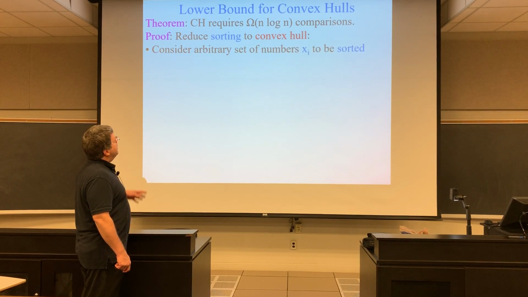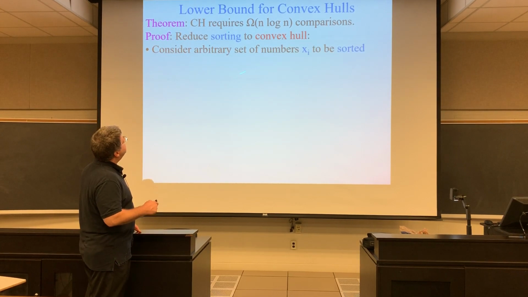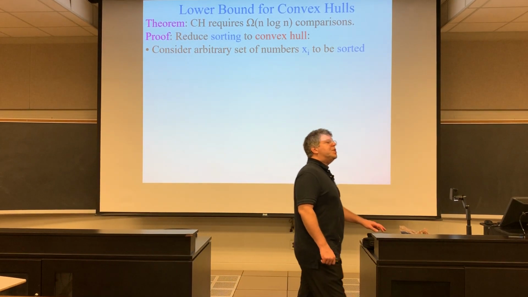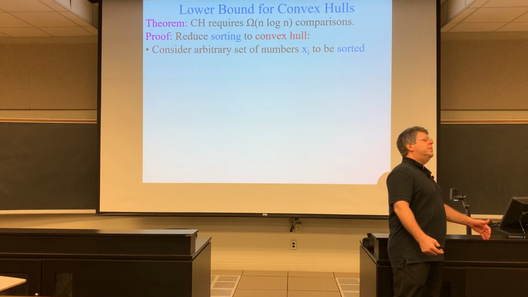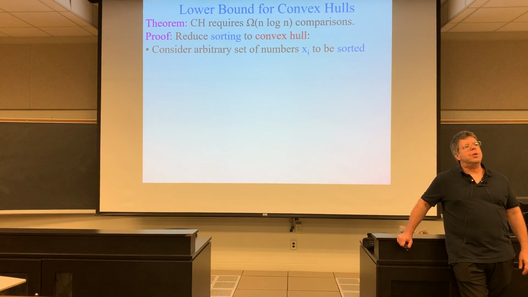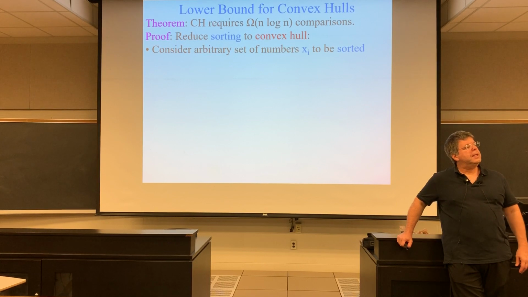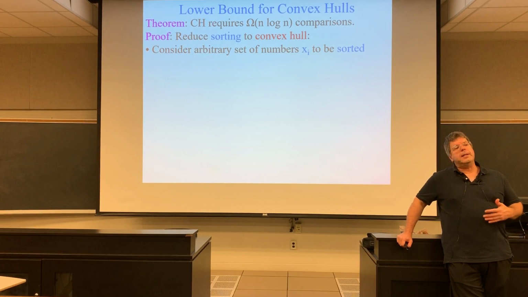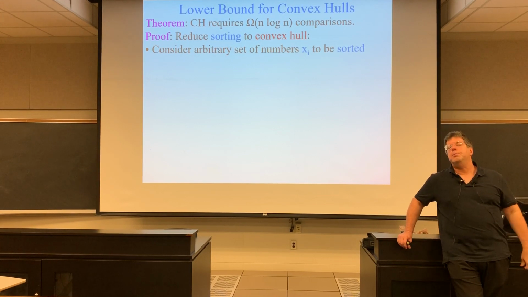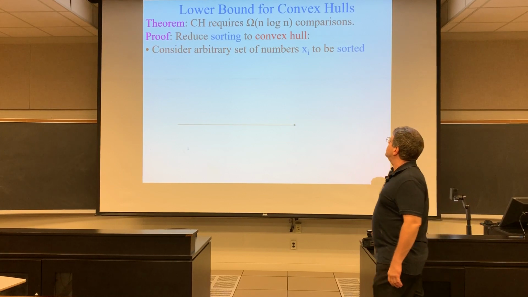We will show on this slide that if you can compute convex hulls in general, you can sort in general. From the convex hull computation, you can extract a sorted order of an arbitrary point set. Once we show that, that establishes that convex hulls are at least as hard as sorting, because sorting is implicit in the convex hull computation. How are we going to do this tall order?